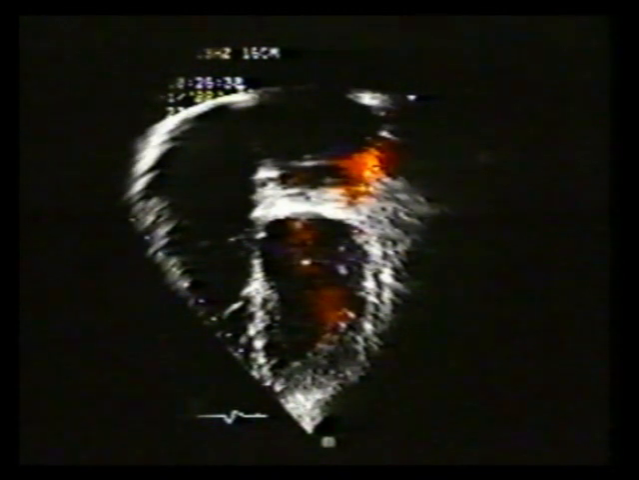Prosthetic valves should always be scanned from multiple tomographic planes. Here the transducer has been tilted inferiorly to image the inferior portion of the sewing ring. The sewing ring does not appear to be separated from the mitral annulus, and there is still no evidence of regurgitation.